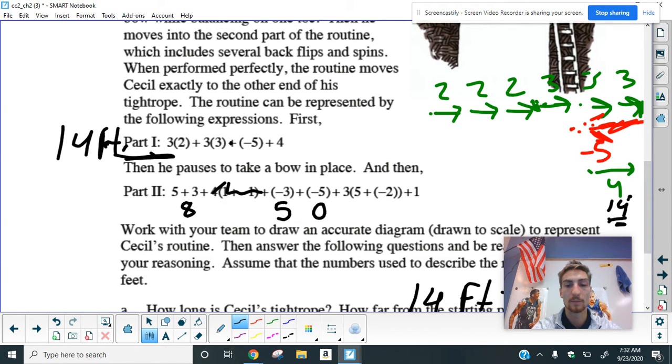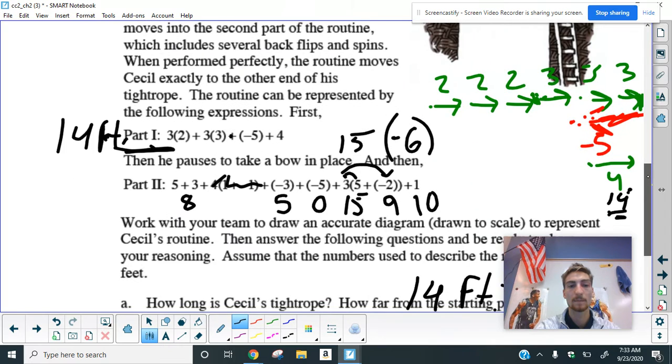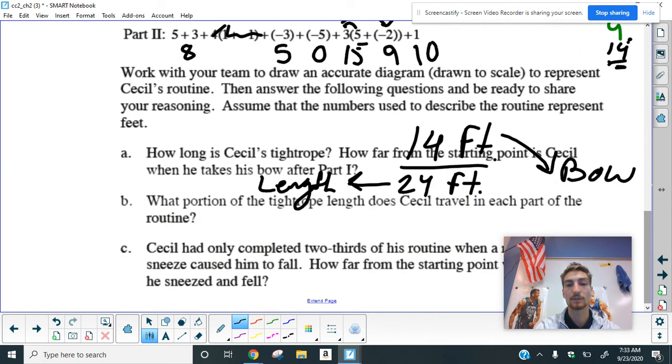And then here we have to do a little bit of math. Distributive property. First we're going to do 3 times 5. That's going to be 15. 3 times negative 2 gives us negative 6. And then we have that plus 1 at the end. So if we do 0 plus 15 gives us 15. And then if we add our negative 6 here, that's going to bring us back down to 9. And then we're going to add 1 here at the end, which will bring us to 10. All right, so that's how we get to this 24 feet that I was talking about in reference to the total length.